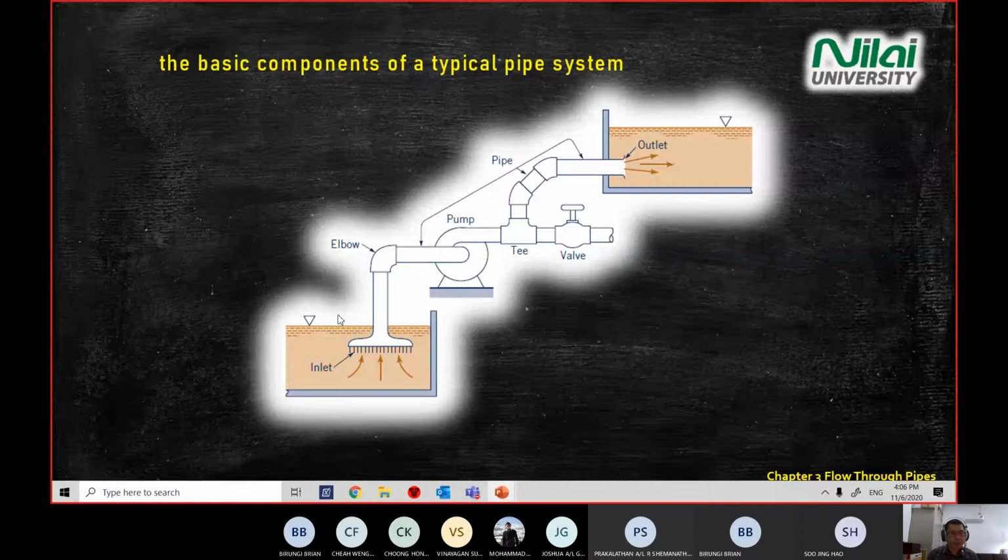Right. So this consists of a typical pipe system. If you go to an interview or you go to work later on, you deal with industry questions. Sometimes you need to know these fundamental names for a pipe system: inlet, outlet, elbow, pump, valve, pipe, and the T junction here. So these are the names that you'll see in the statement, especially when you want to solve your analytical problems.